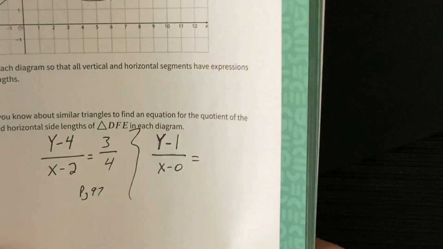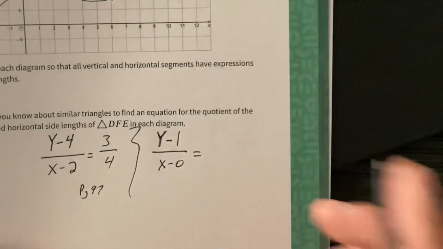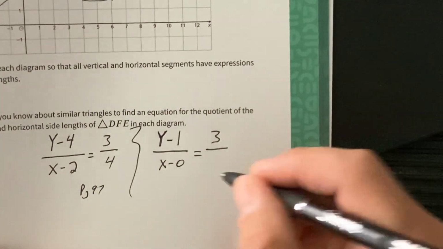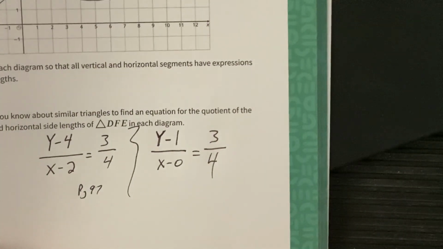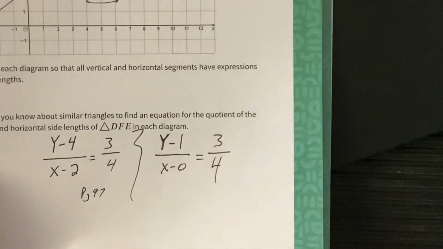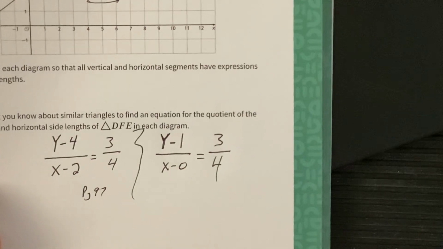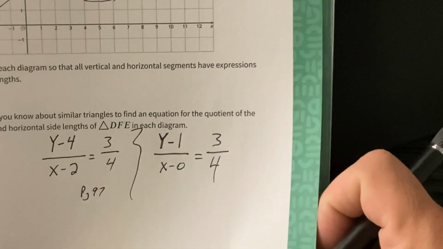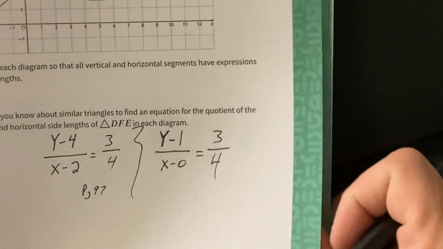Vertical segment of the big triangle. 3. Horizontal segment of the big triangle. 4. Parker, look good? Yeah. Yes, there you go. That is just writing similar triangles, a vertical and horizontal of each one.